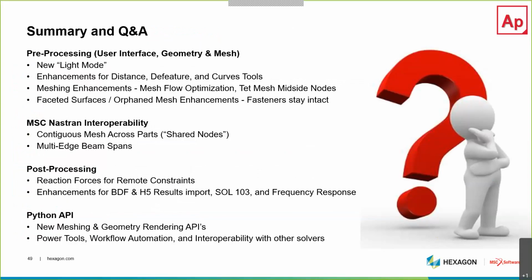Okay, so in summary, we've got pre-processing, user interface, geometry, and mesh updates. The big thing there was that now we have light mode. You can have light meat or dark meat at Thanksgiving time, whatever your family wants. You've got it covered from the FEA standpoint, at least. Nastran interoperability, we've got contiguous mesh, post-processing, we've got reaction forces, and just zippier, faster import-export technology.